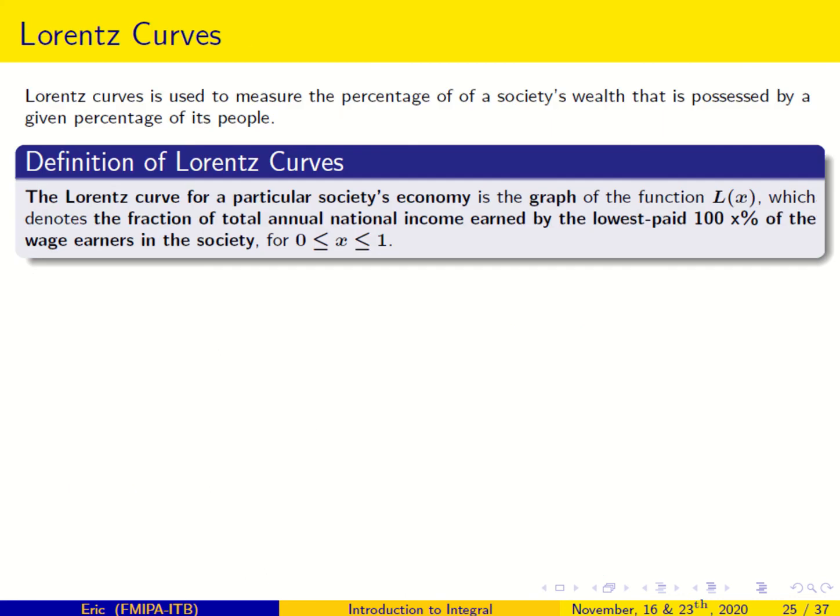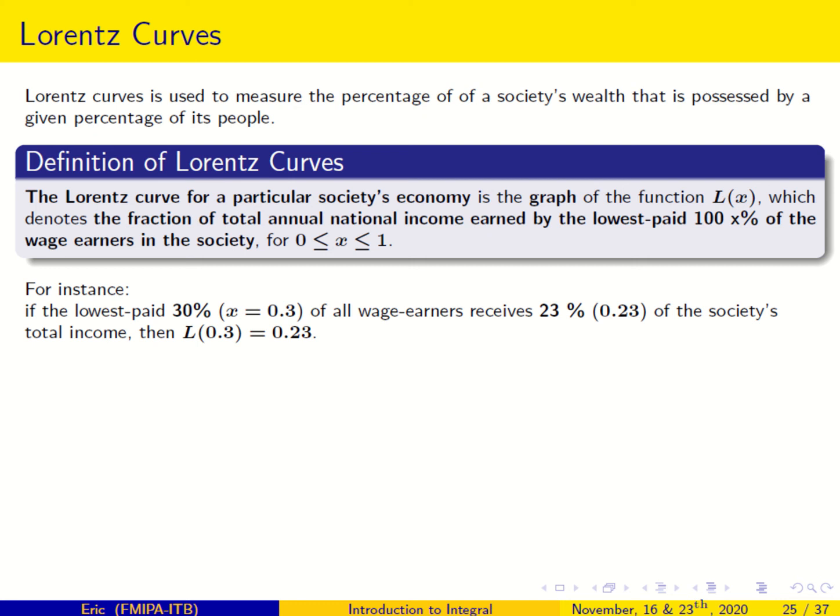The second application is the Lorenz curve. The Lorenz curve is used to measure the percentage of a society's wealth that is possessed by a given percentage of its people. The Lorenz curve for a particular society's economy is the graph of the function L(x), which denotes the fraction of total annual national income earned by the lowest paid 100x% of the wage earners in the society, for x from 0 to 1.